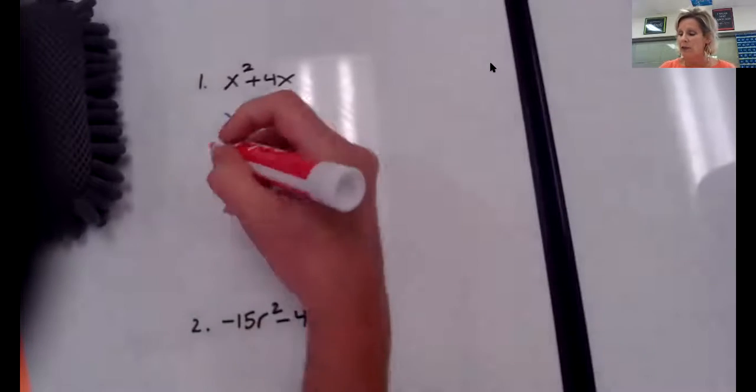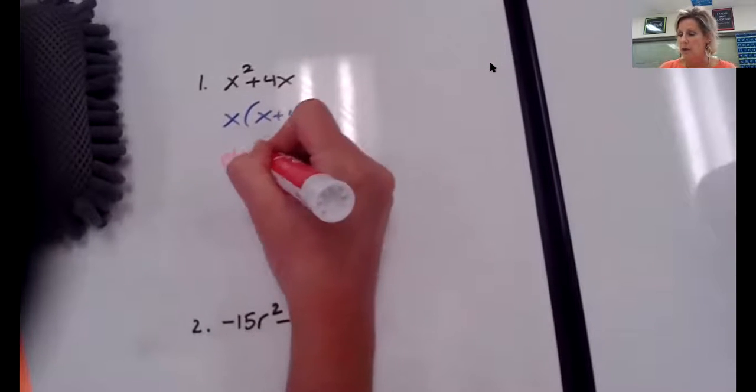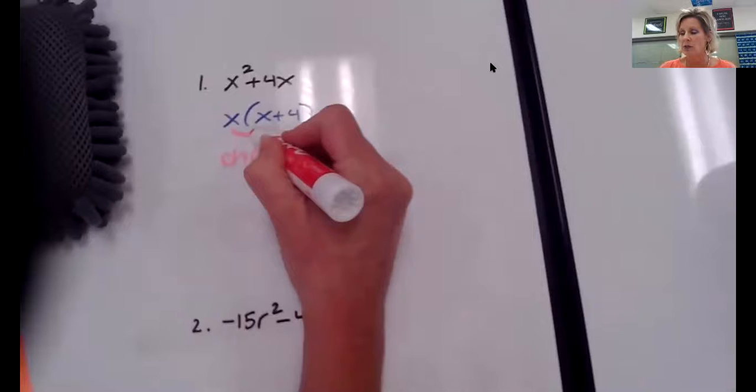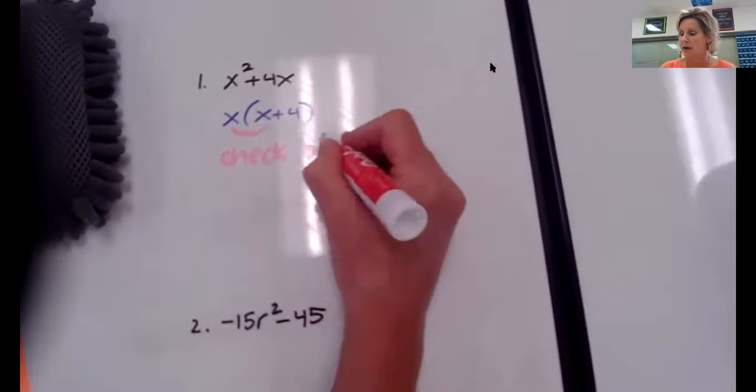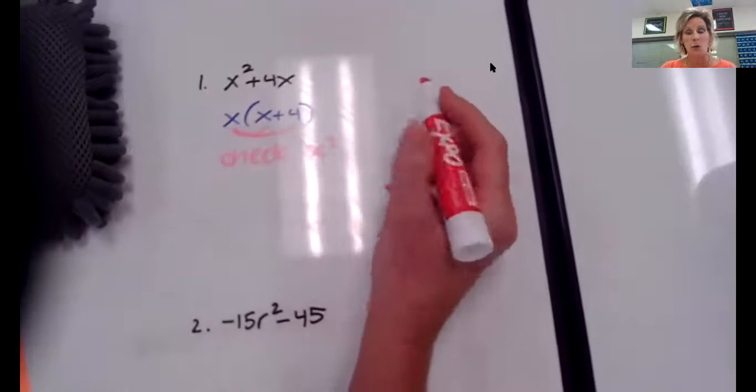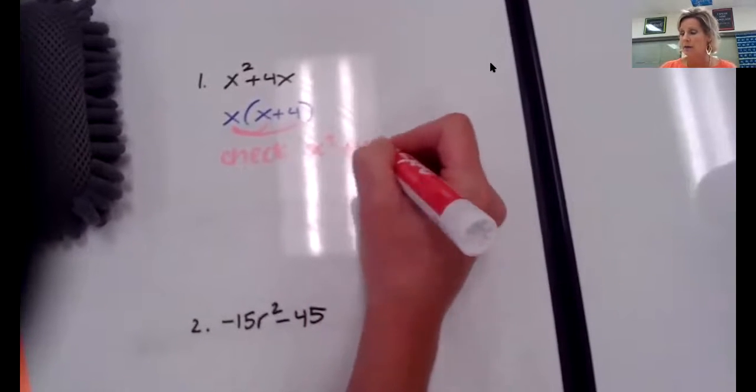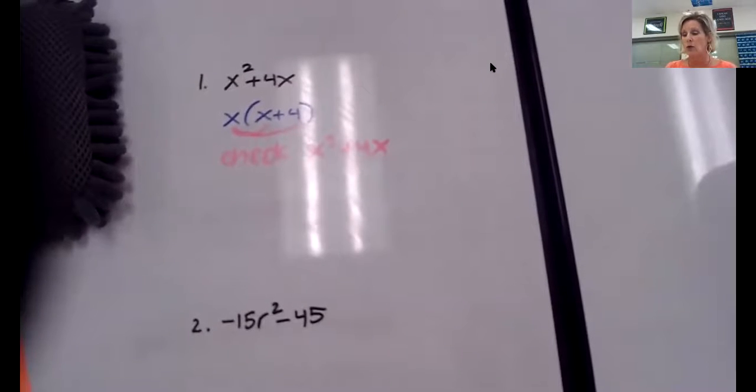And then if you want to check it, you're going to distribute. So x times x is your x squared. X times your 4 is your 4x. And if it multiplies out to what you originally started with, you've got the answer, right? Sorry, there's a glare from the overhead light.